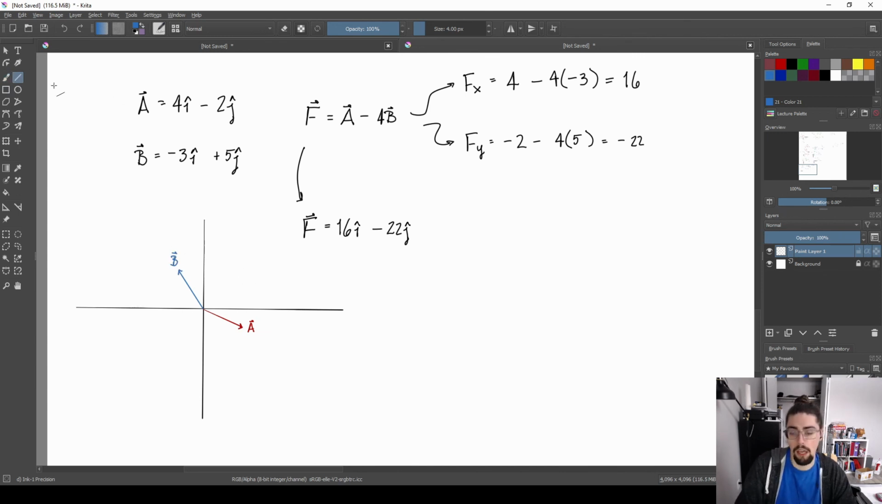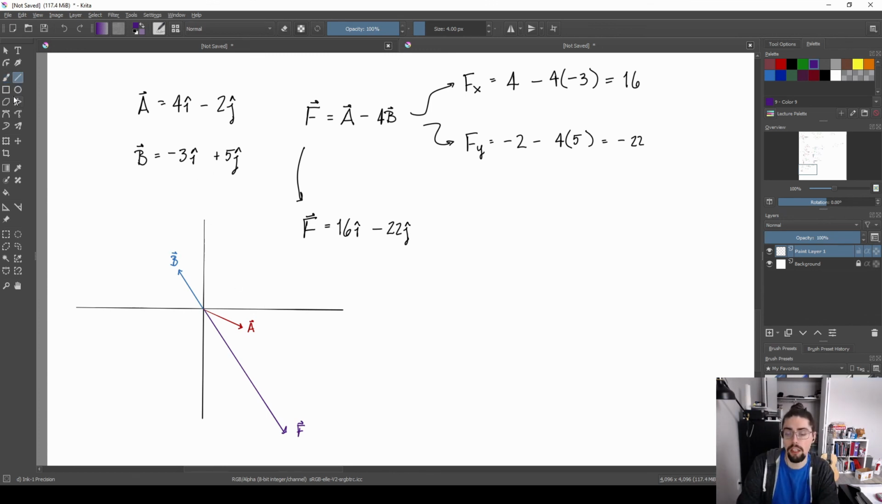Perfect. F should be much longer than both of them, right? It's some big numbers right there. So 16i minus 22j is probably longer than this, but this gets us good enough for now. Something like that. So that's roughly what we could imagine this thing looking like.